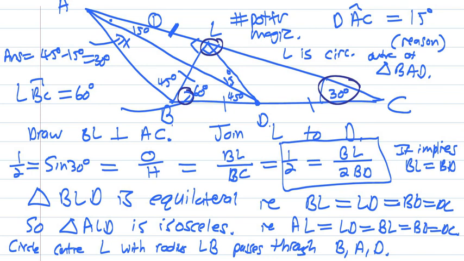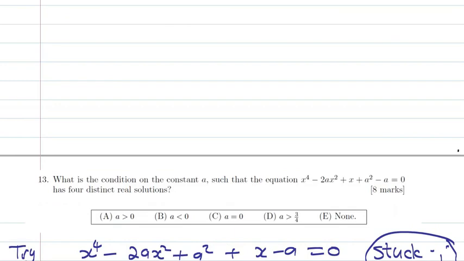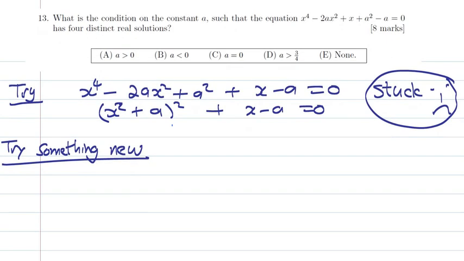Alrighty. So the next problem that I want us to look at is this guy, which is number 13. So we want to know what is the condition on the constant A such that this equation equal to 0 has 4 distinct real solutions. Alright. Now you can see that this is a polynomial of degree 4. So we want this polynomial of degree 4 to have 4 distinct real solutions.